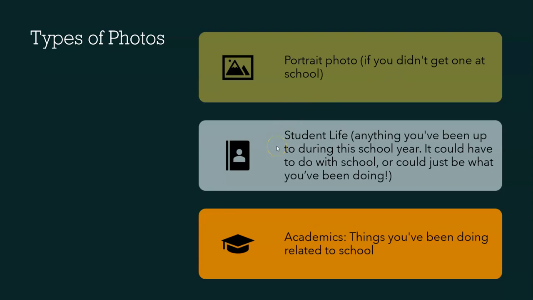You can also submit student life photos. In the past, this used to be things like sports and assemblies and things going on around school in the hallways and at lunch. Obviously, things are a little bit different this year, but with student life, the goal is to capture you as students living your life, even if that life isn't happening on site at school at this point. So anything that you've been up to during the school year, it could have something to do with the school, or it could just be what you've been doing. Sports, activities, going for hikes, playing outside, playing video games with your friends, whatever it is. We want to see images of your life.